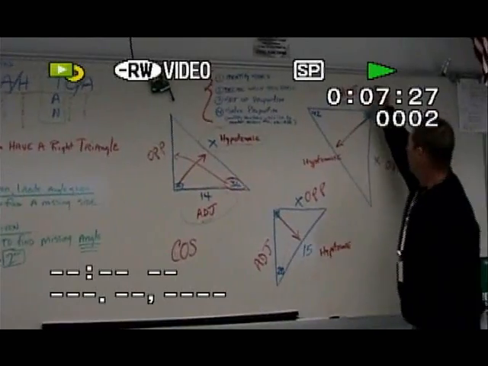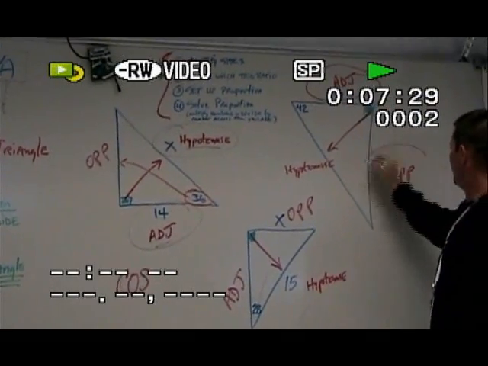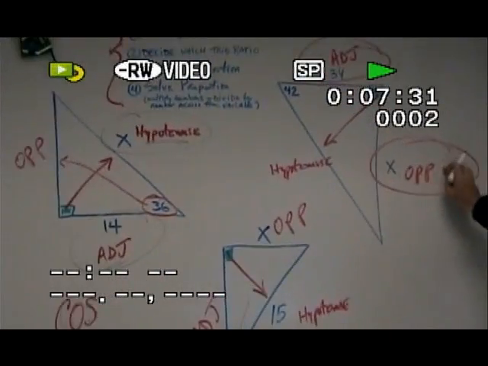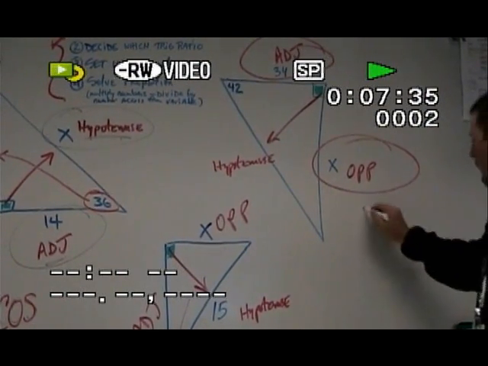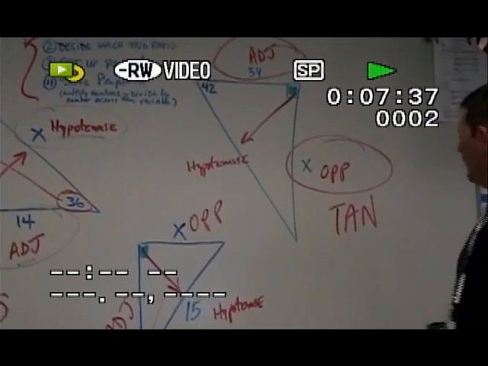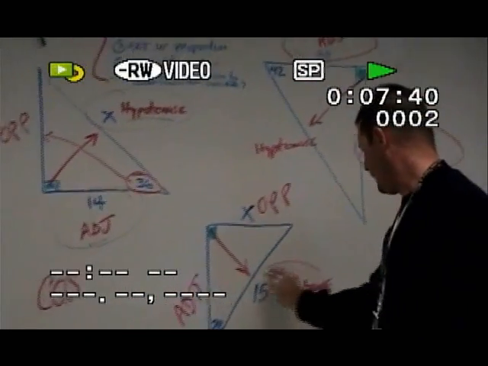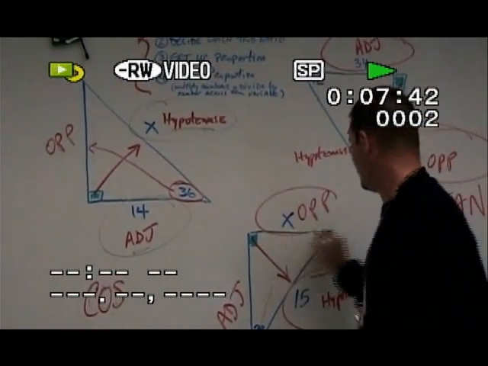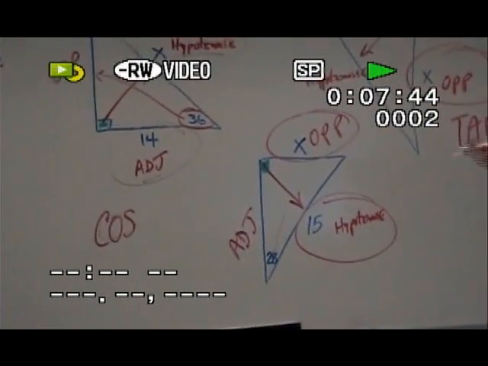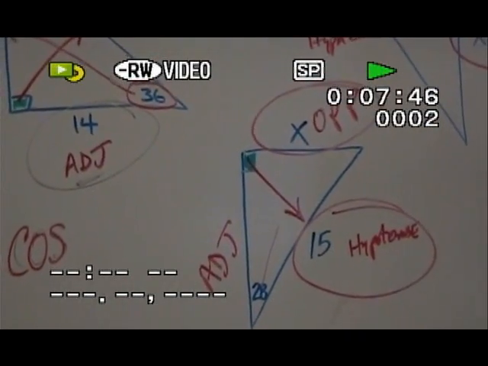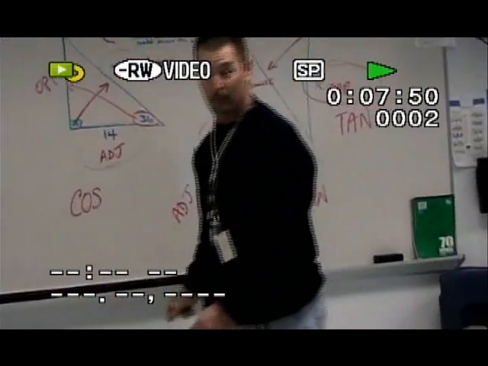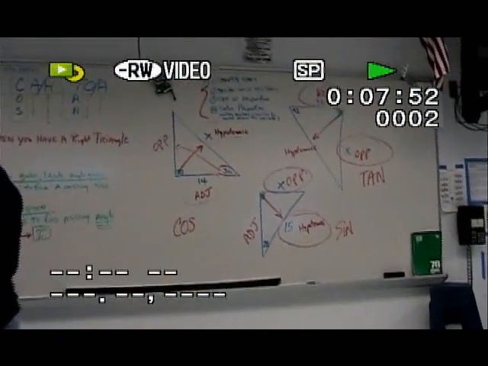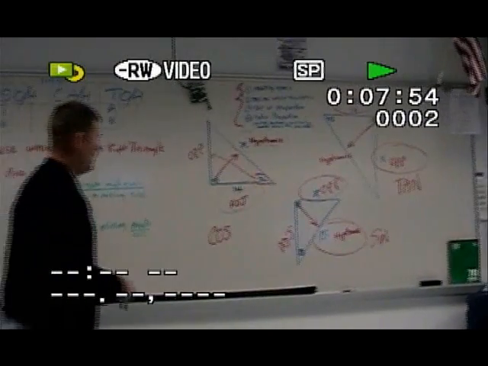From this one, I've got a 34 here on the adjacent. I've got an x on the opposite, so I'm dealing with opposite and adjacent. Which trig function would I be using? So this one is going to be tangent, and for this one, I've got a hypotenuse of 15, and I'm looking for opposite, so it's opposite and hypotenuse, which would be sine. Amazingly, I had three different triangles, and I'm covering all three different trig ratios.